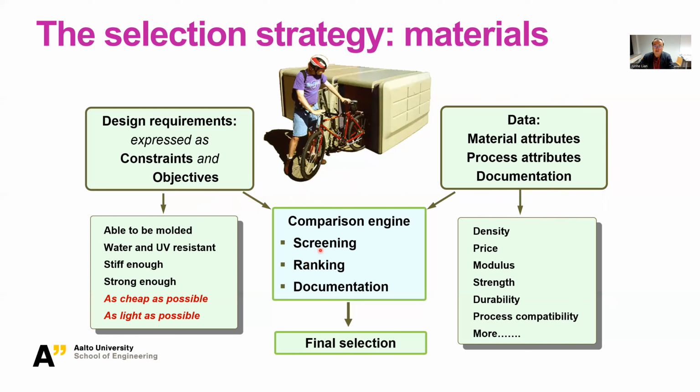Then we go to the second step. Basically, it's screening, which is mostly related to the constraints. And then we go to ranking, which is usually related to objectives, when we want to do a certain optimization, as cheap as possible, as light as possible, for example. And finally, we do documentation through graphs or just listing, and then you get the final selection of your material. So those 4 important steps are really a high-level concept. I hope everybody still has a quite good sense of it.